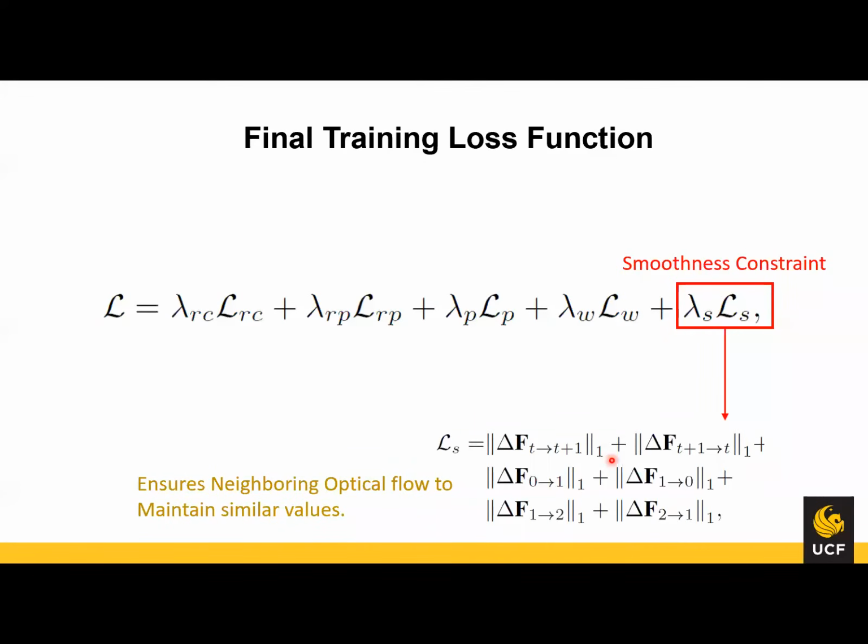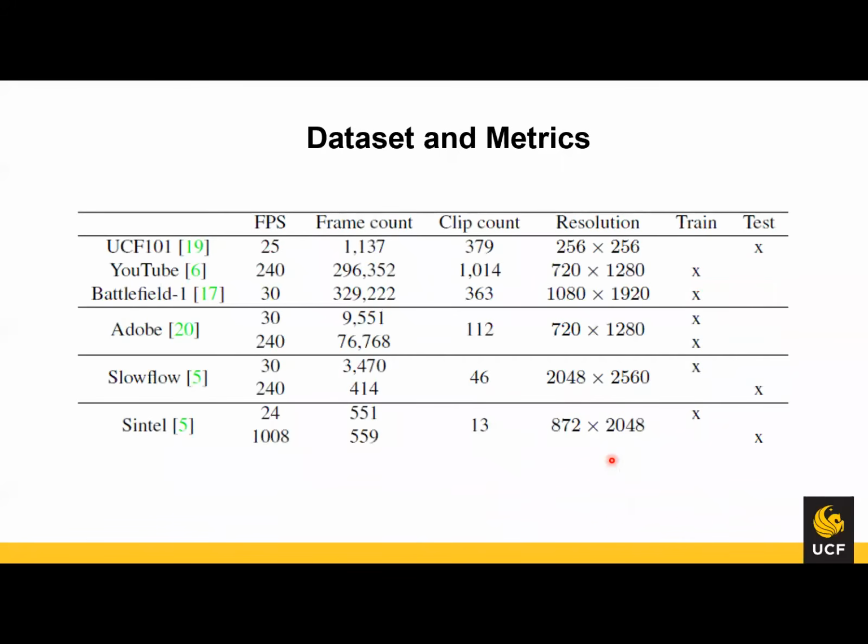So now let's go to data matrix. Here's a data set that's being used. We've seen a few of these data sets already. The SloFlow data set is actually behind a paywall by NVIDIA, so it's not accessible to the public, but the authors also use the Sintel and Adobe data sets.